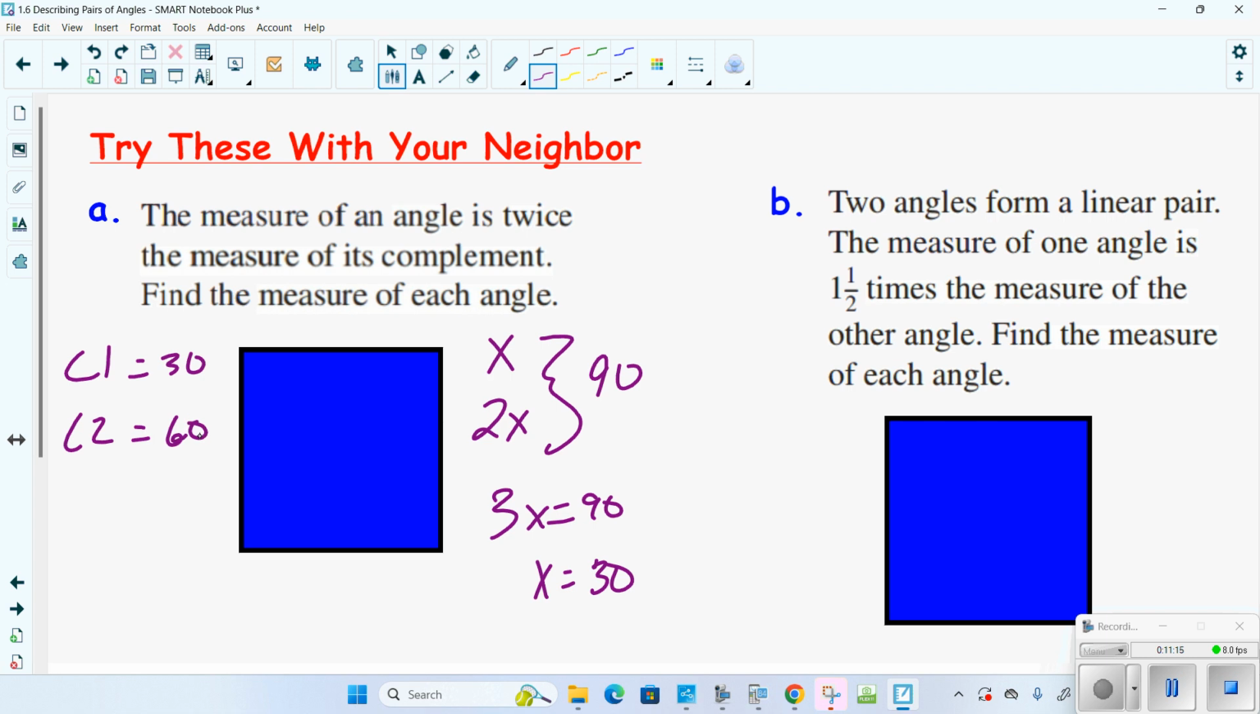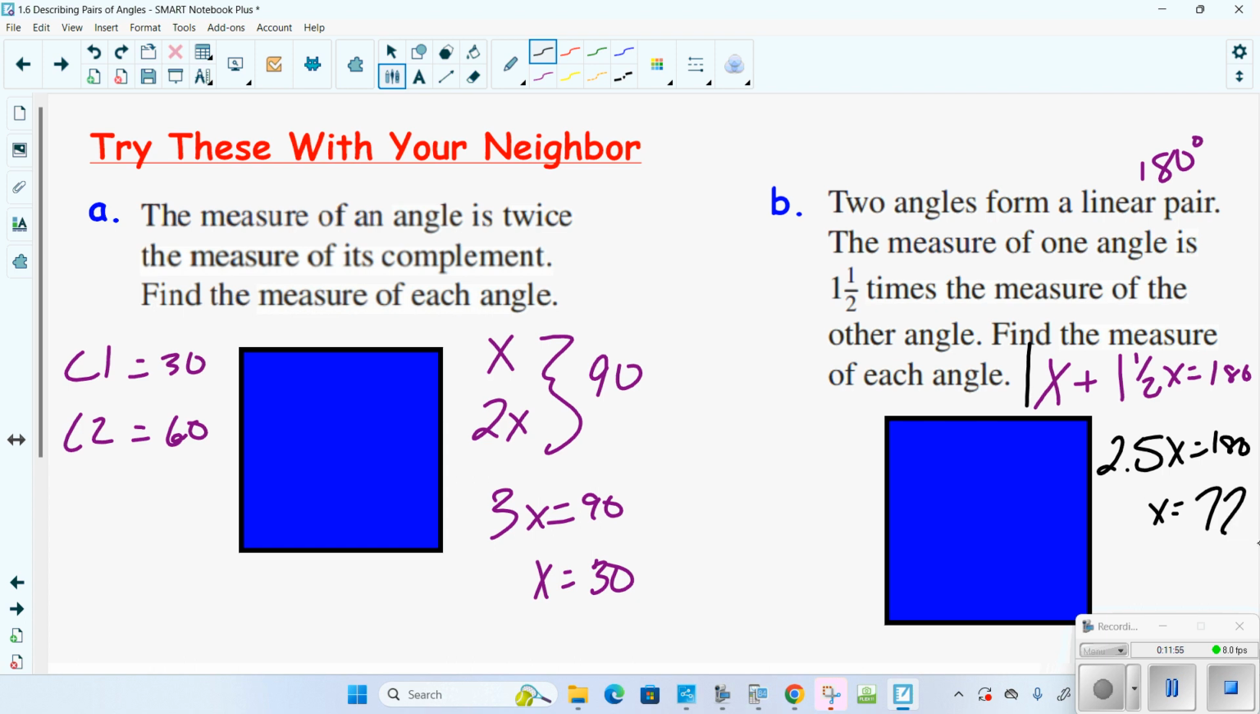The other one's way more complicated. Two angles form a linear pair. Again, linear pair. The measure of one angle is 1.5 times the measure of the other. So one angle and the other one add up to 180. Now, those of you that don't like fractions, this isn't a good question for you. Use that as 1.5, that might be a little easier. So instead of 1.5, I would go 1 plus 1.5 makes 2.5, or 2.5x, equals 180. Now, using a calculator, I'm going to take 180 and divide that by 2.5, and I'm going to get 72. So if one angle is 72, the other angle is 108. Remember, angle 1 and then angle 2.